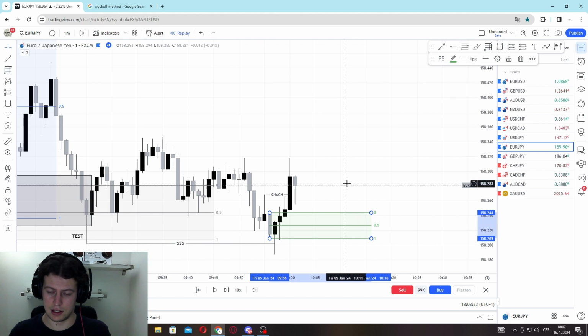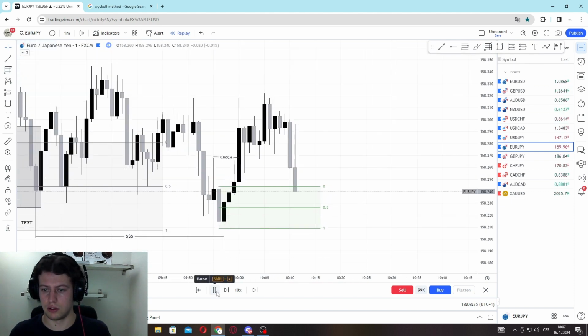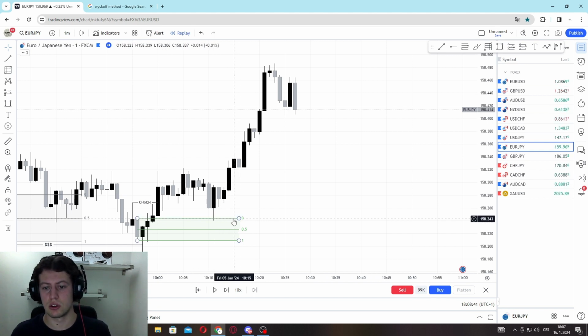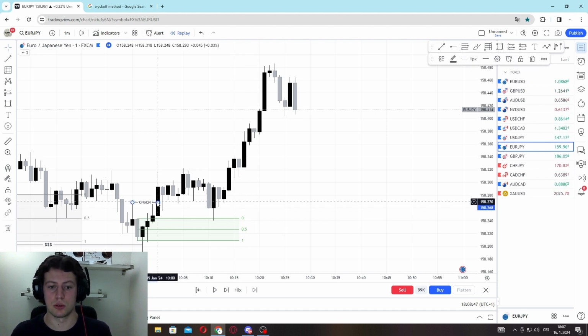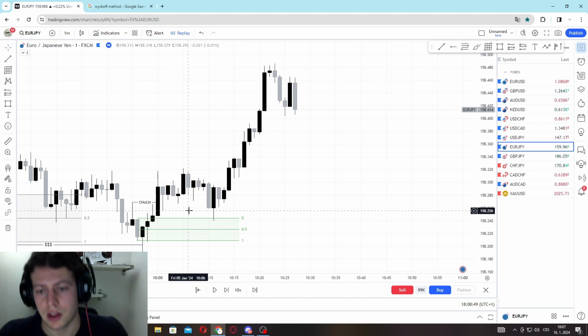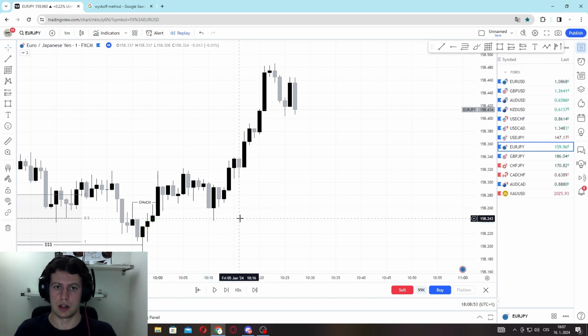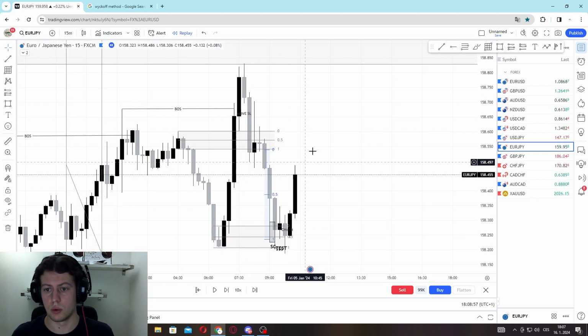entry like this and I would wait. I don't know if it even goes. You can see it's also possible it goes to the 0, not 0.5, like to the 0%. It's up to you how you want your entries to look like and how you want to trade it.